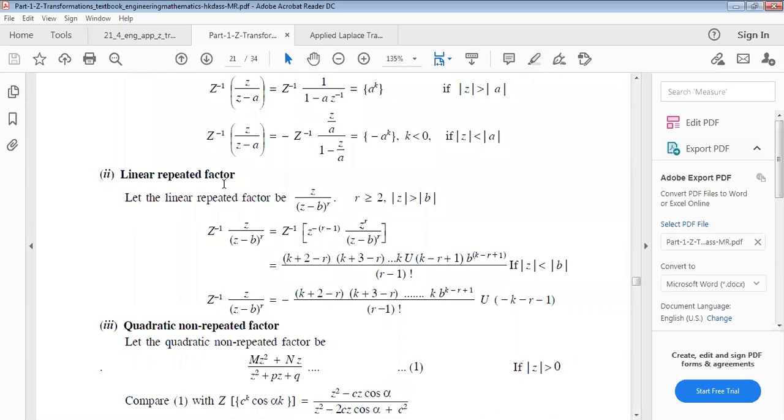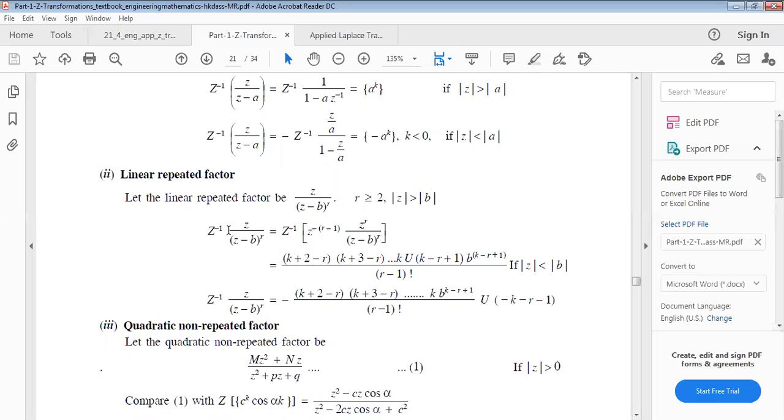Again, how will the linear repeated factor be? Let the linear repeated factor be this one. That means z minus b will be repeated. Understand? So one term will always be repeated. This is why this is called a linear repeated factor. Here r is greater than or equal to 2 and |z| must be greater than |b|. This is the absolute value actually.